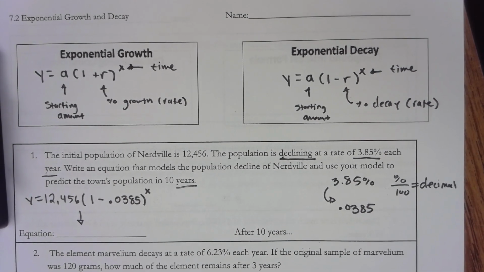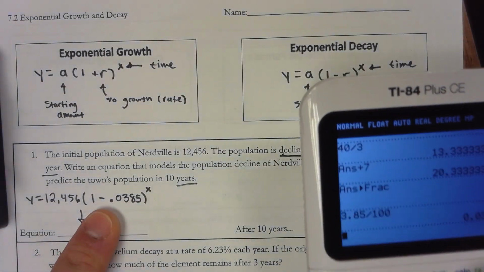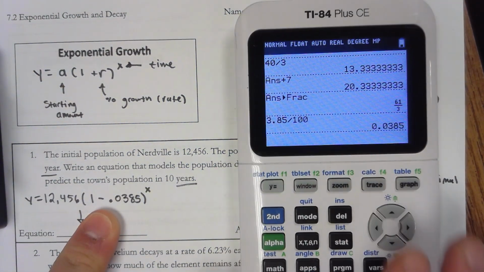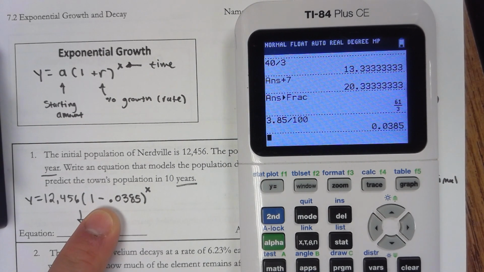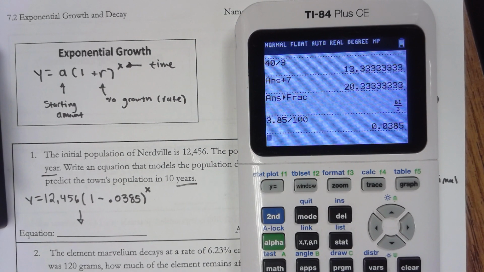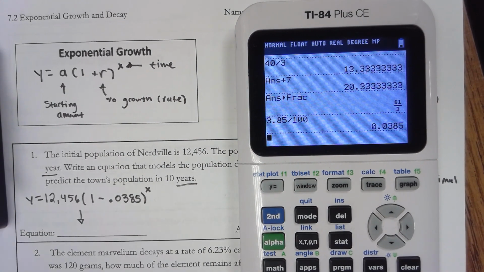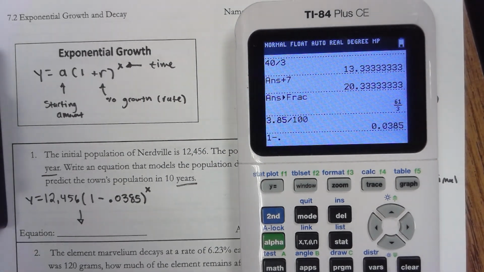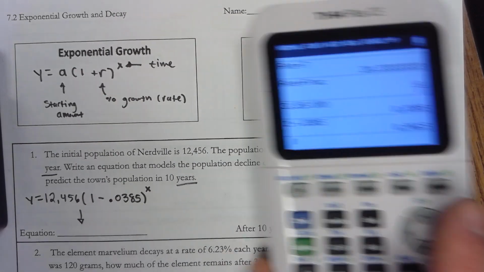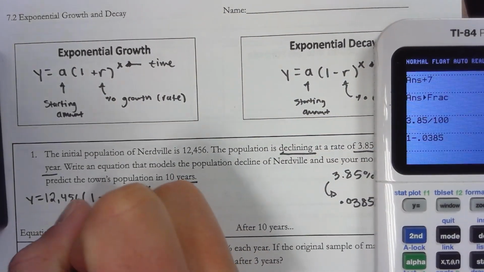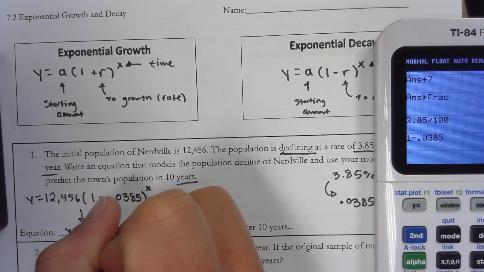Now, one thing I'm going to encourage us to do before we actually plug everything into the calculator is figure out what 1 minus our percent is. It just makes the actual calculation part a lot easier, and we limit our opportunities to make mistakes within the calculator. So 1 minus 0.0385 is 0.9615. So really our equation is y equals 12,456 times 0.9615 to the power of x.